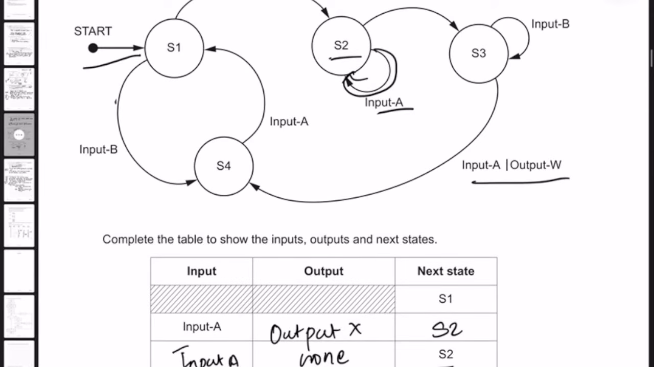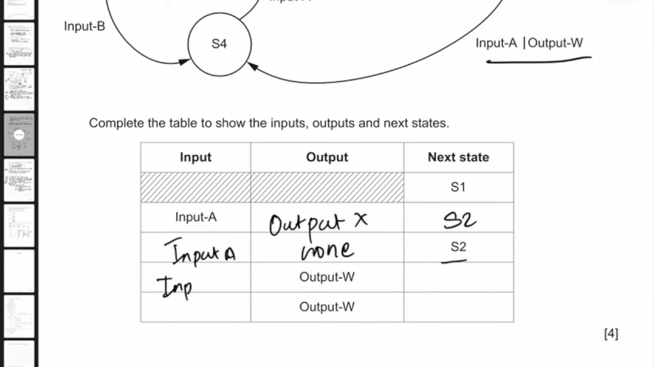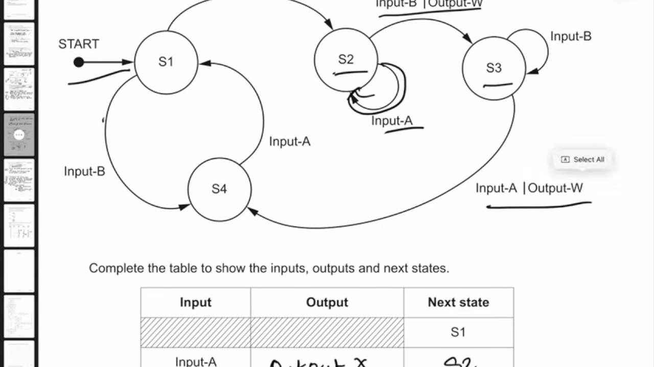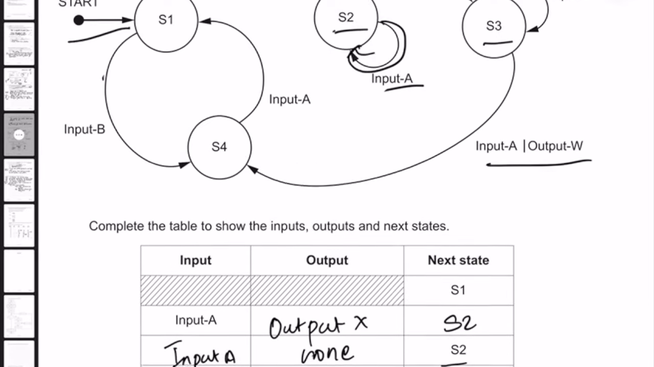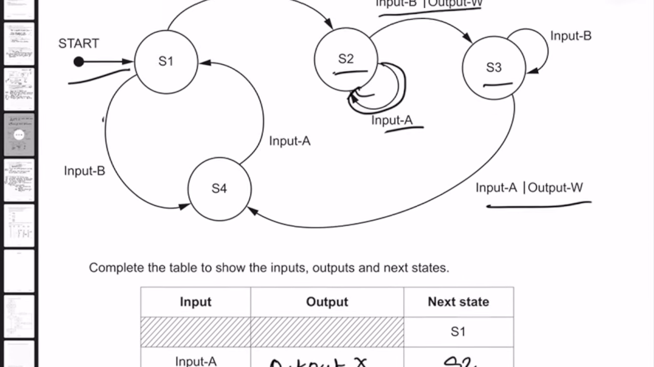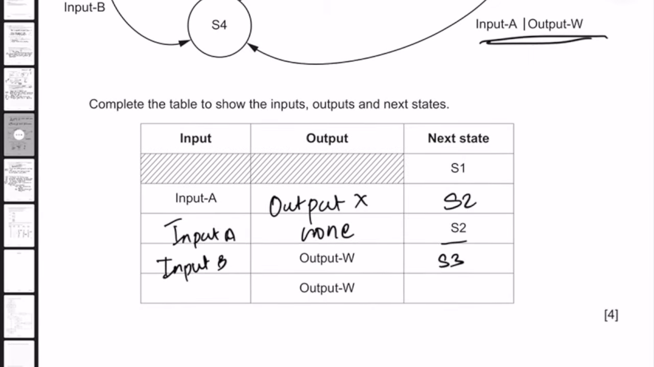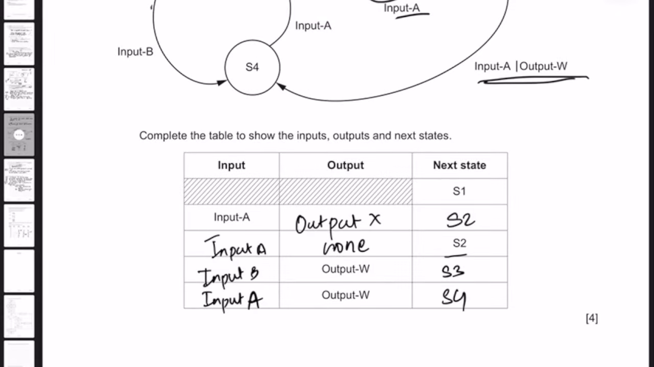Next, output W, which means we're going here. So input B, output W, and next state is S3. State is S3. Next thing, output is W, which means we're going here and not here. So input A, output W, and S4 is our state.